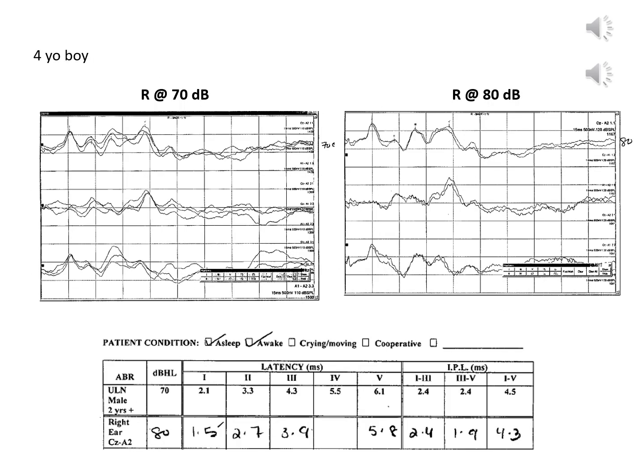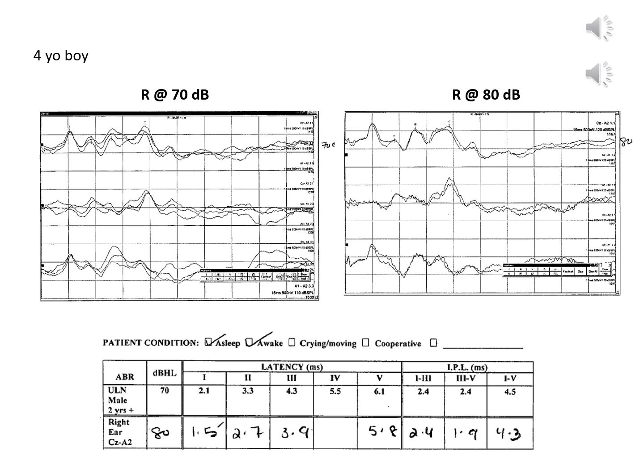This is a recording from a 4-year-old girl. And so this is an example of what happens when we change the decibel level. So both of the panels that you see here are recorded from the right ear, but the left panel is at 70 decibels and the right panel is at 80 decibels.